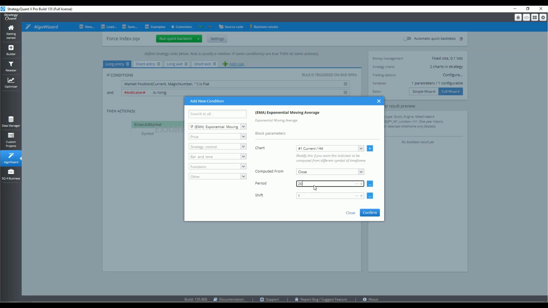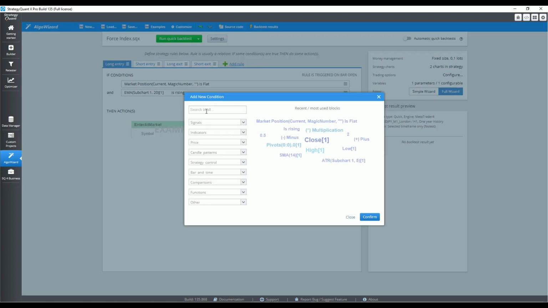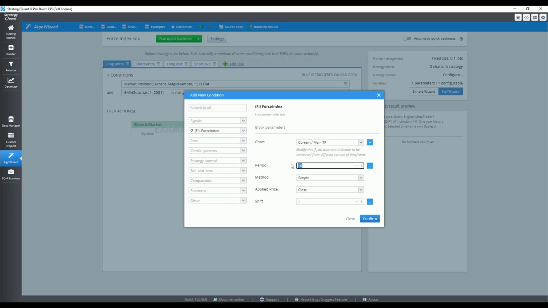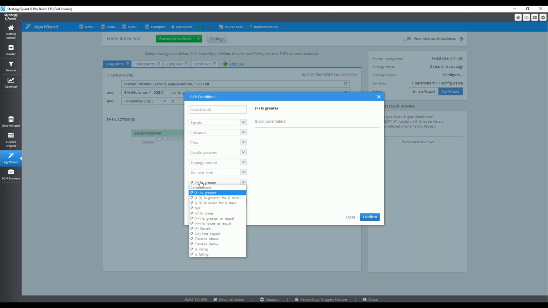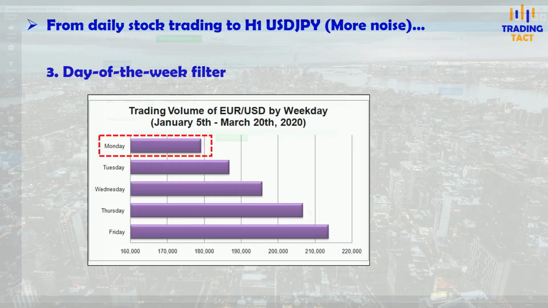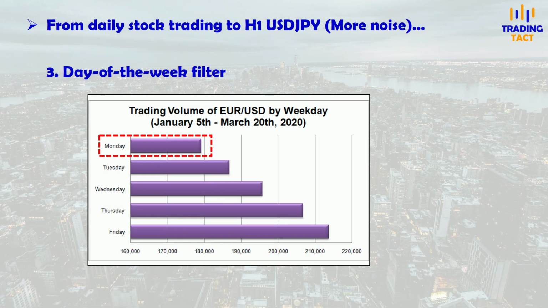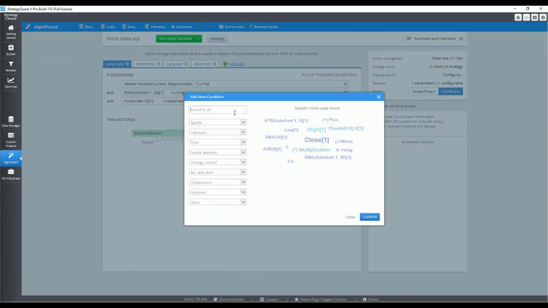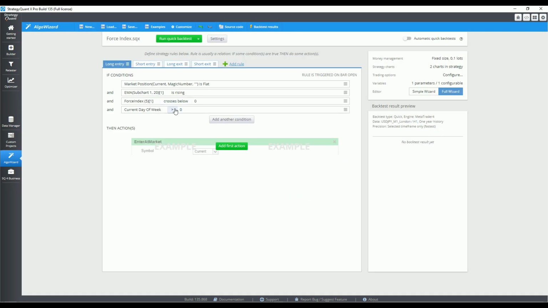For trading on the lower time frames, the 2-period EMA of the Force Index is still too reactive. I recommend a 5-period smoothing instead. I'll wait for a pullback, which will pull the Force Index below 0. I will avoid Monday entries since high trading volumes, and hence sustainable trends, are unlikely.